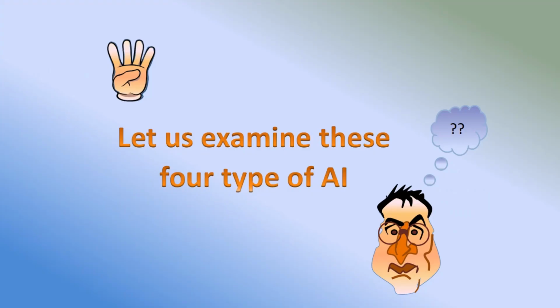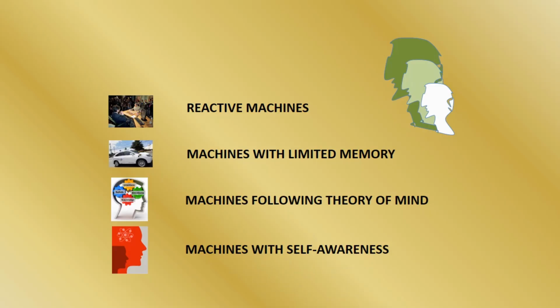Hey friends, in this discussion we will concentrate on 4 fundamental types of AI so that we may get a holistic picture of artificial intelligence while going a little towards its core. Arend Hintze, an assistant professor of integrative biology and computer science and engineering at Michigan State University, categorizes AI into 4 different categories: number 1, reactive machines; number 2, machines with limited memory; number 3, machines following theory of mind; and number 4, machines with self-awareness.